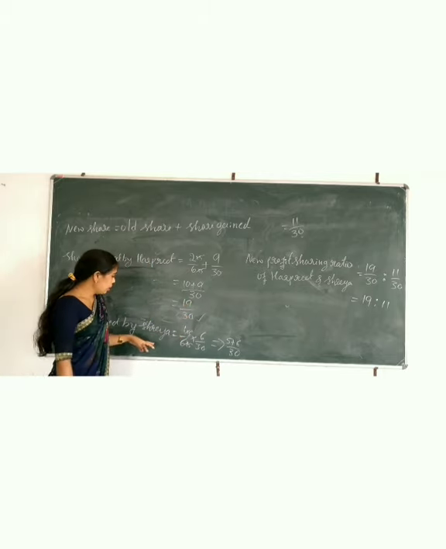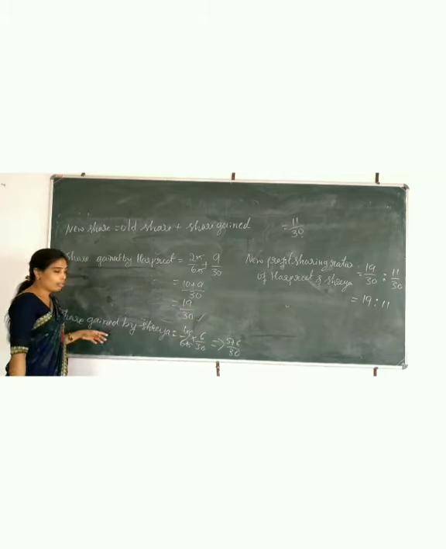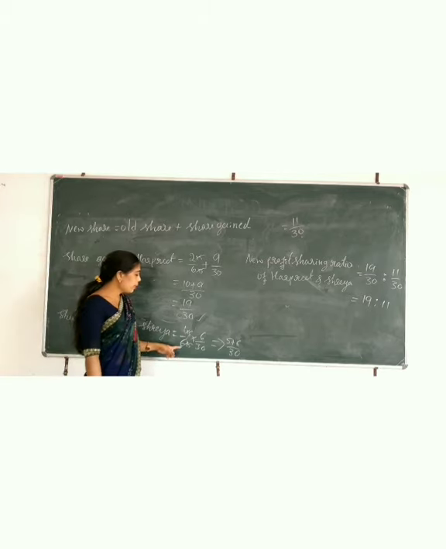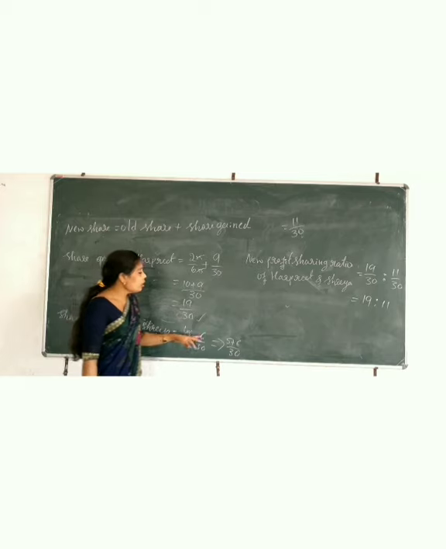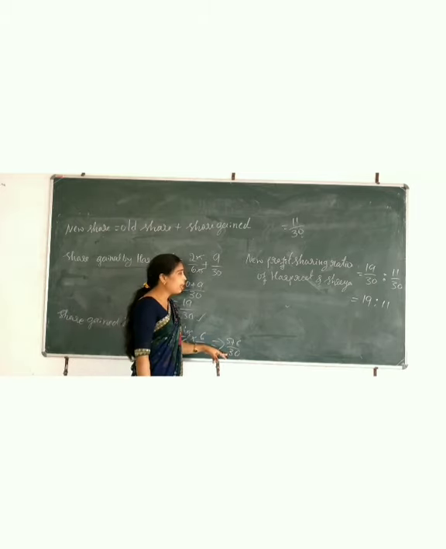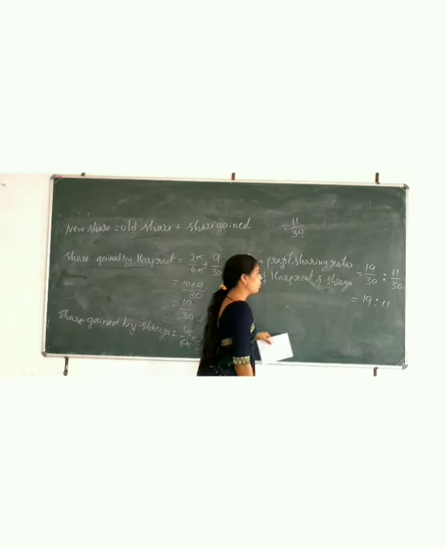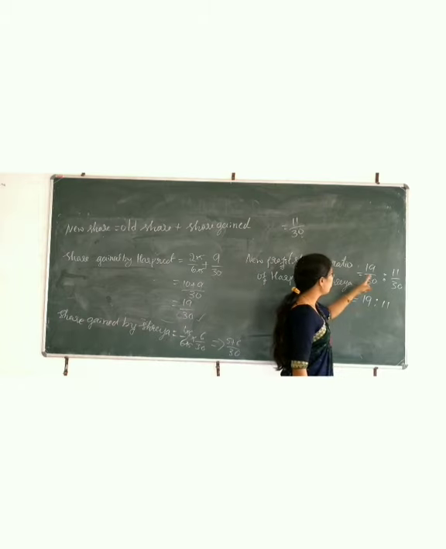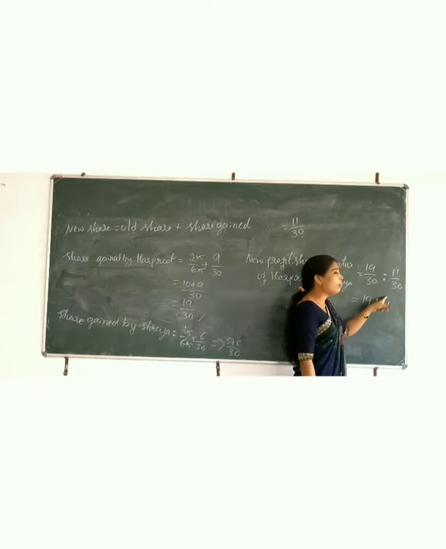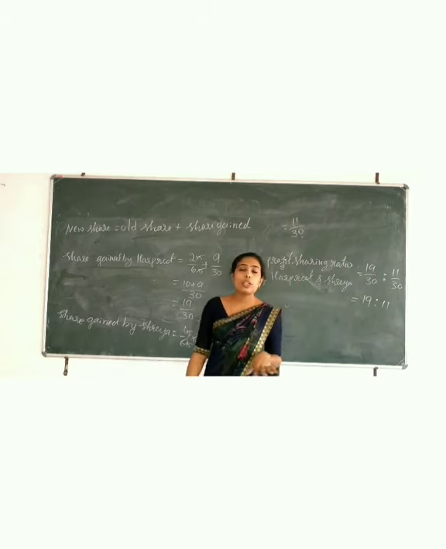Like that we did for Shreya's share also. That is share gain by Shreya, that is equal to 1 by 6 plus 6 by 30. For equalizing another time we multiplied by 5 and we got 5 plus 6 divided by 30, and 11 by 30 is the new share of Shreya. Finally we got the new profit sharing ratio, that is NPSR is equal to 19 by 30 is to 11 by 30. Finally we got 19 is to 11 as the new profit sharing ratio.